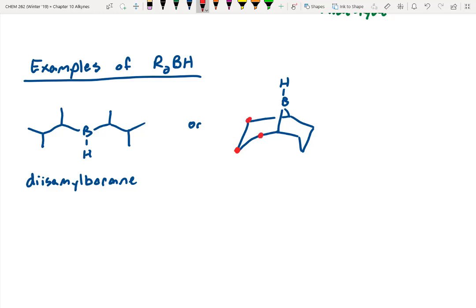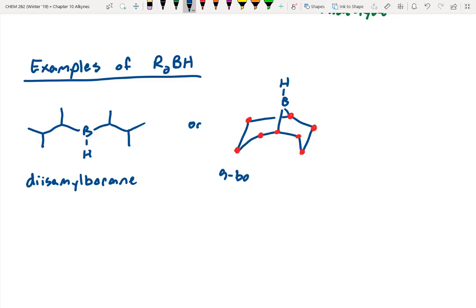I'm going to put dots where all of the carbon centers are. Okay, that looks better. This is a bicyclic ring system where boron is one of the bridgeheads, right? So this boron up here is fusing the rings together. Make sense? All right.